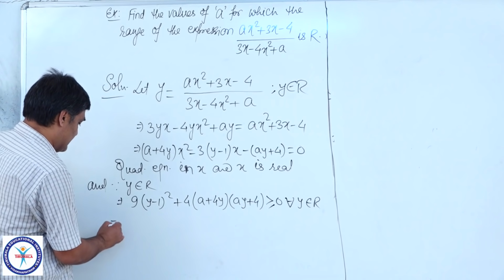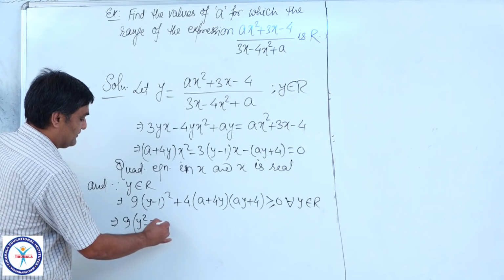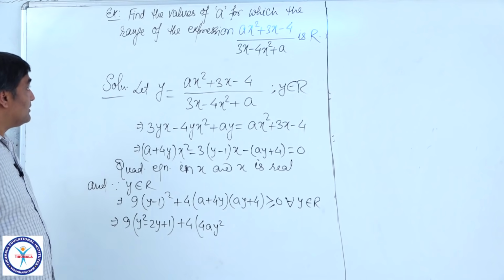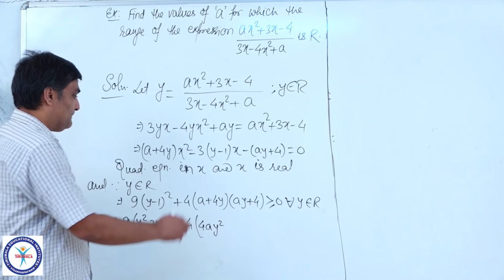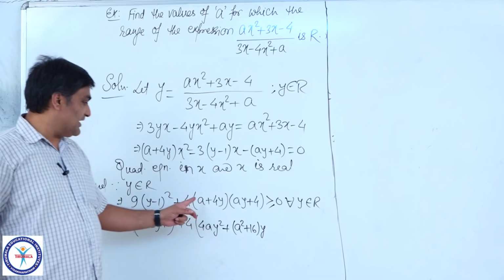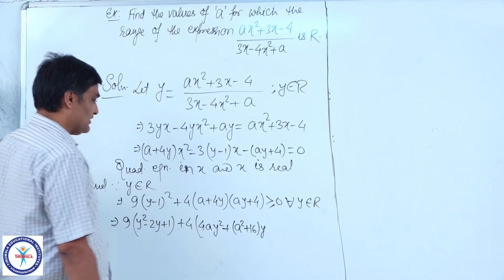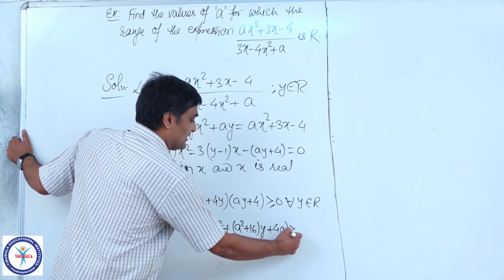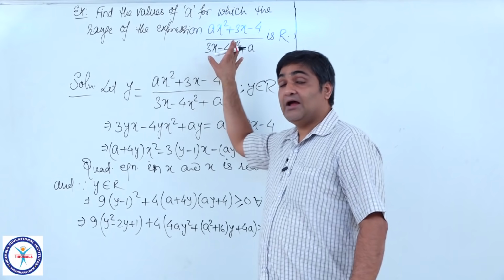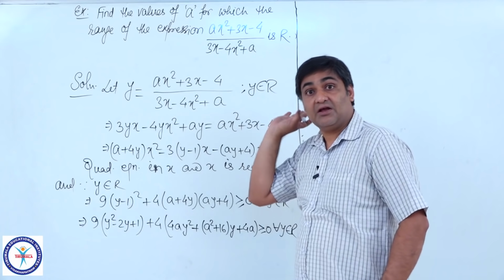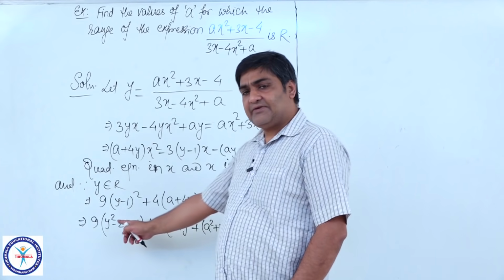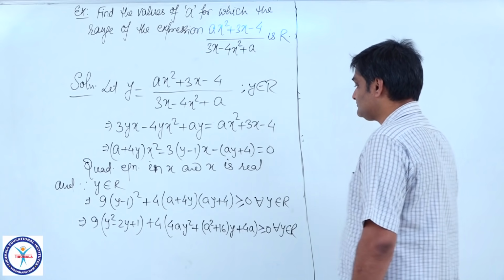Okay. Or we can say that 9y square minus 18y plus 9 plus 4ay square plus a square plus 16y plus 4a, greater than or equal to 0 for all y belonging to R. Because we have assumed the expression equal to y, and the range of this expression is given as all real numbers, y can be any real number. Now observe, this is a quadratic in y.